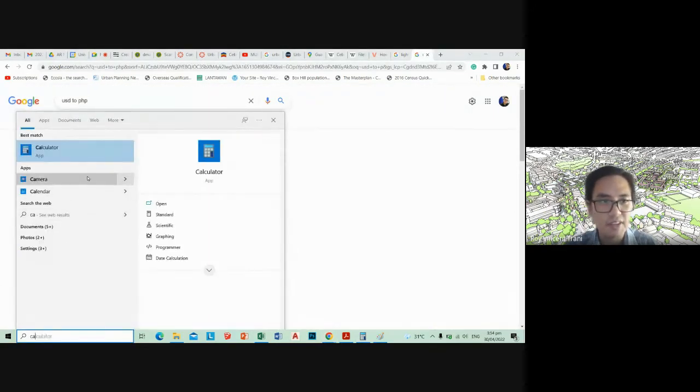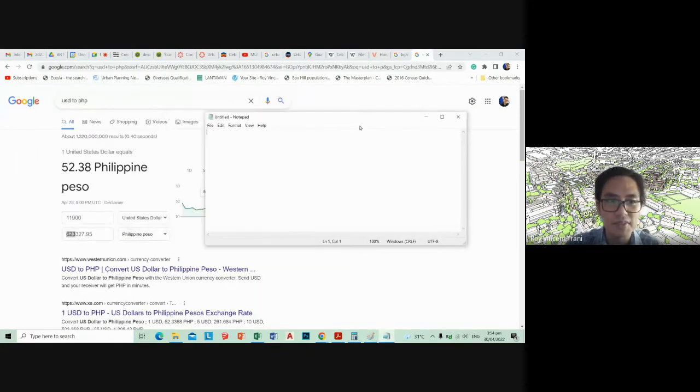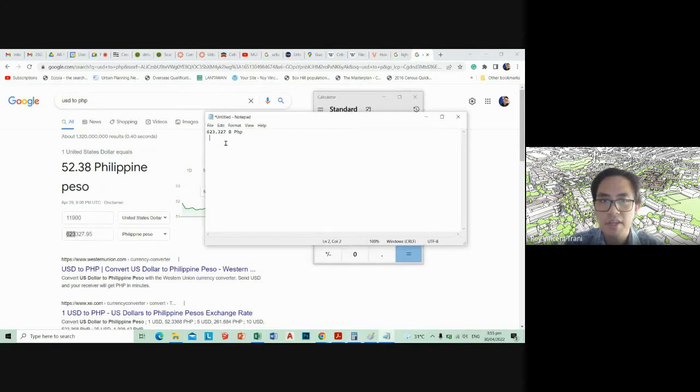Let me just make a note here, the financials of it. So let's say 623,327 billion PHP. And then we're earning from the fares of the people, 1, 2, 3 million, 1.4 billion PHP.